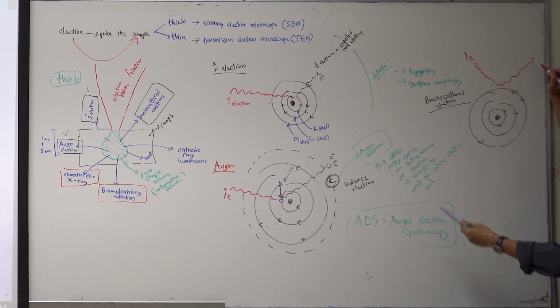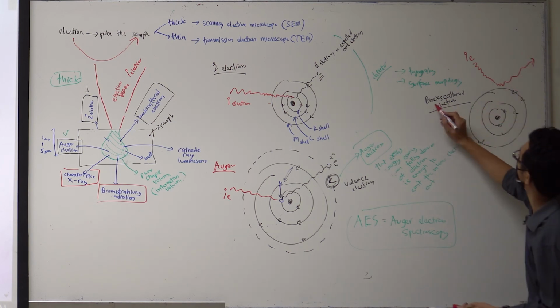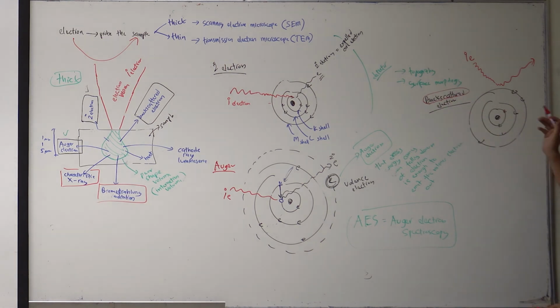It's the same idea as when we did X-ray diffraction, the scattering. So they are just reflected. They just scatter. That's why the name is backscattered. It's scattered instead of absorbed or instead of kicking out. It just goes in here and then goes out. So this is the backscattered electron.